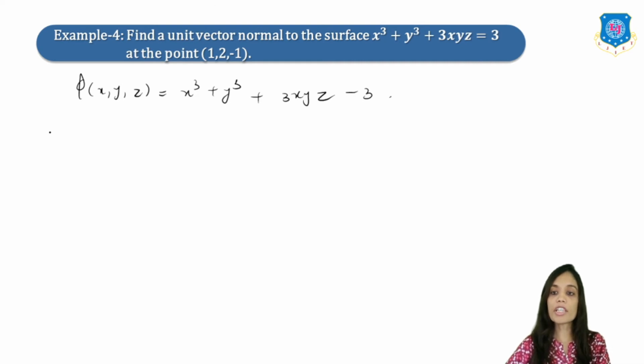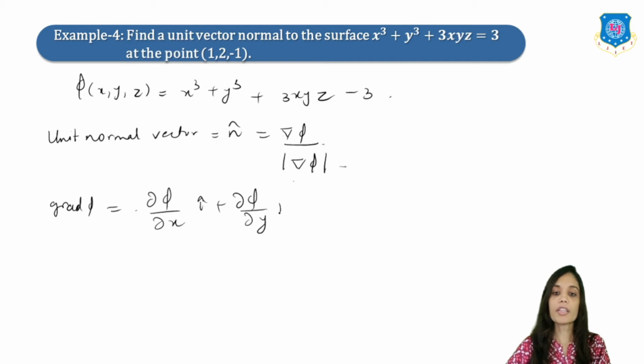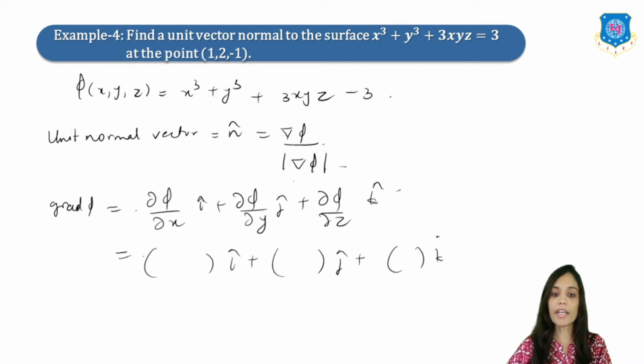Now we have to find the unit normal vector. So the formula of the unit normal vector is n cap is equal to del phi upon length of del phi, that is gradient upon its magnitude. So let us firstly find the gradient of phi, right? So the formula is del phi by del x i cap plus del phi by del y j cap plus del phi by del z k cap. So now just find the derivatives with respect to x, y and z and write over here.